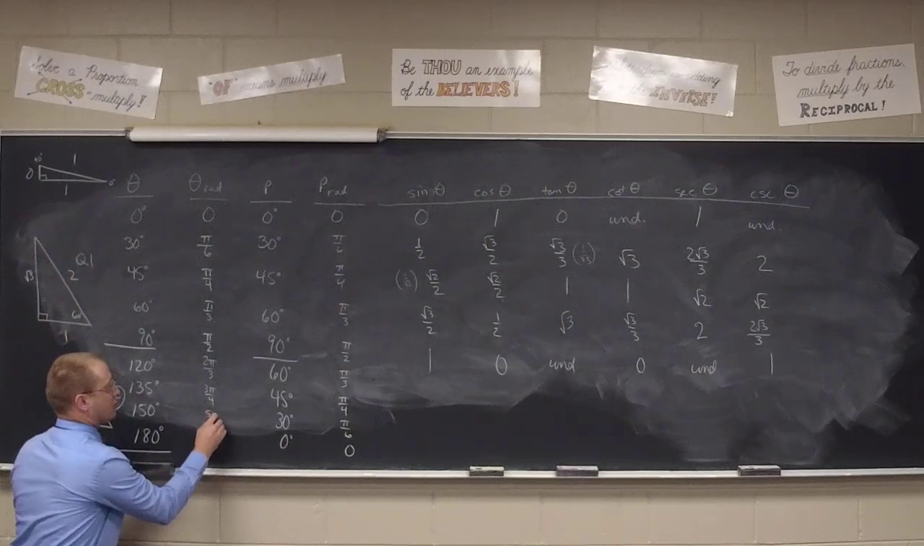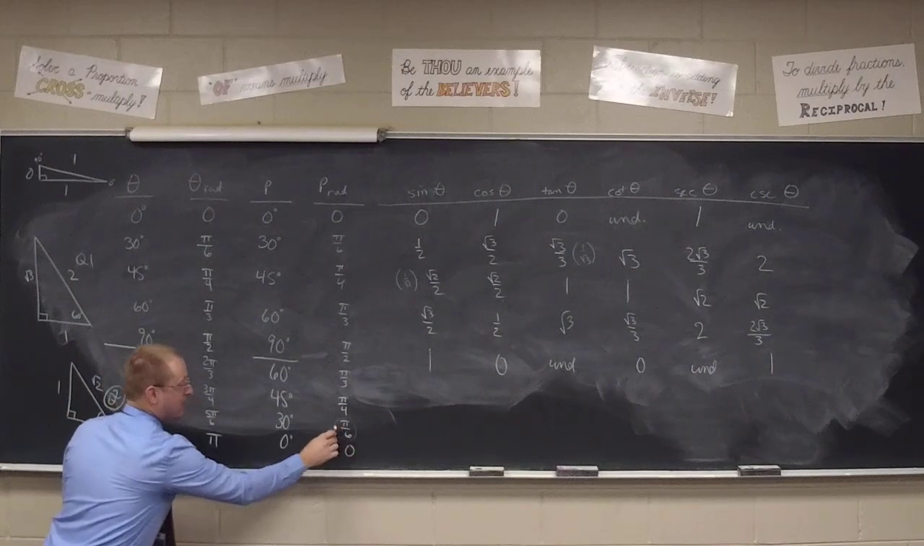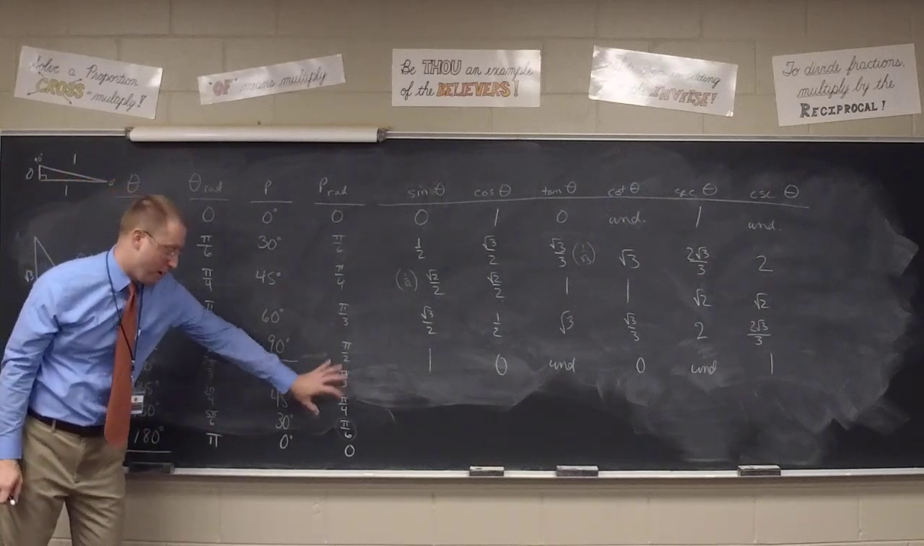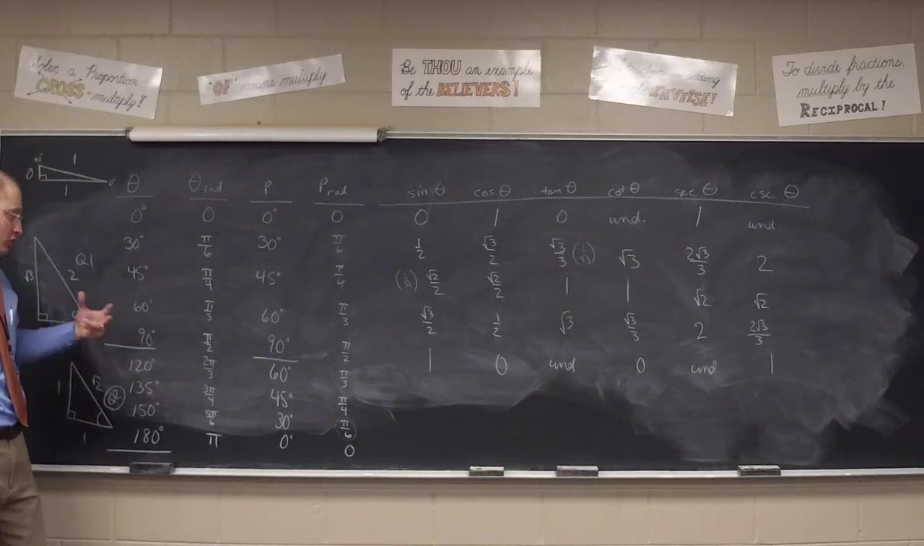5 pi over 6. It's approaching 6/6, but it's not there yet. It's at 5/6. Do you see how to easily figure the angle in radians without really doing any math? You've done the reference angle. You have those memorized in radians. Let the patterns talk you through these.